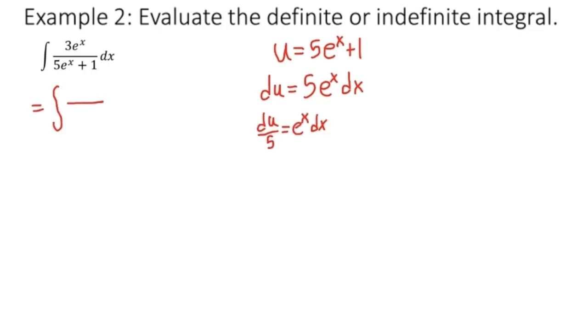Now let's substitute. The denominator 5e to the x plus 1 becomes u. The e to the x in the numerator with the dx, that becomes du over 5. And we still have 3 left over in the numerator.